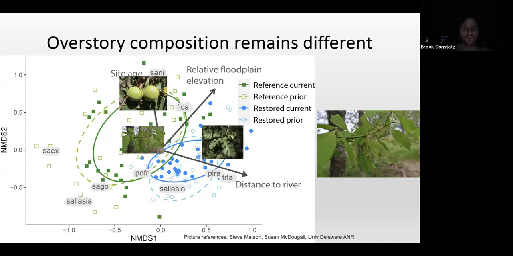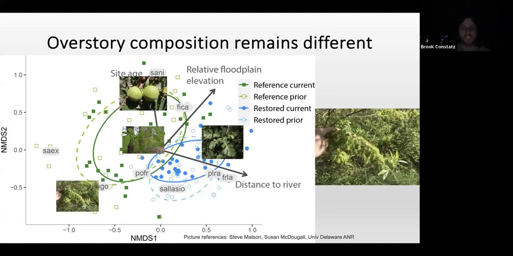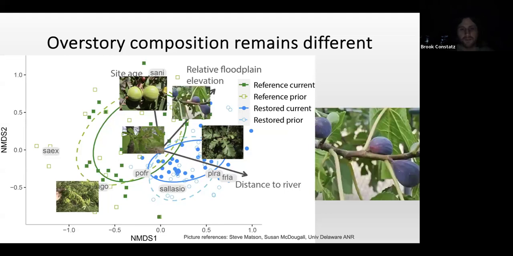One of the only two species that you really find overlapping in both forests is box elder, a maple, Acer negundo. But largely, they both have willows, especially when they're younger. Reference forests have a little bit more Salix laevigata and Salix gooddingii, whereas restored forests have a different one. They have more Salix lasiolepis.